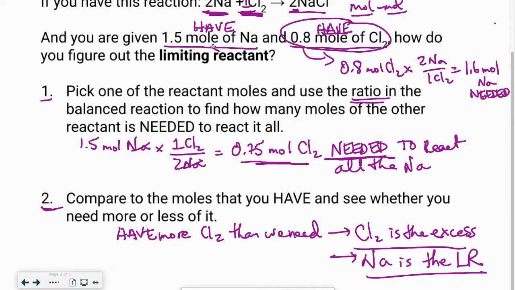So this would be our limiting reactant, just like before, right? Na is the limiting reactant, and Cl2 is the excess. It does not matter which one of these reactant moles we pick to figure out this amount needed of the other one. We can do that from either mole amount, okay? And then the second step is to compare to what you actually have in the reaction.